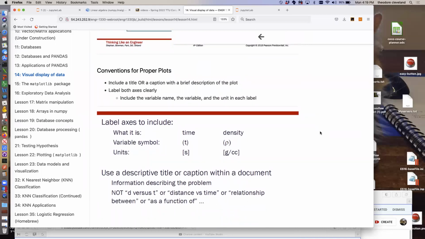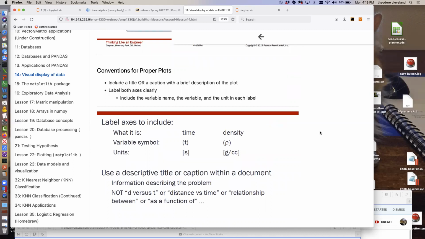So we want to get in the habit of including a title or a caption in any plot that we make. And those generally got to be somewhat meaningful. So putting the character string title in, while technically correct, is not a particularly descriptive character string to describe a plot. So if the plot is named title, you don't know what it's a plot of.